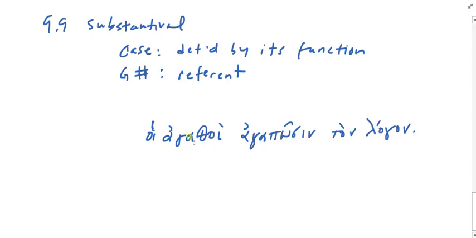What case, gender, and number is hoi agathoi? It's nominative, it's plural, and it's masculine, right? What determines this nominative case? The fact that it's the subject. What is determining the fact that it's plural and masculine? Yeah, what it refers to, which we don't have any context here, but I would assume that if the subject is doing this activity, that it's probably referring to men, right?